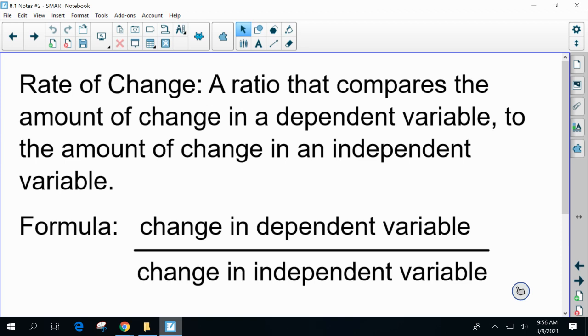And when we're talking about dependent variable, we're talking about the variable that goes with y. So you want to add that on there. And then when we're talking about independent variable, we're talking about the variable that goes with x.